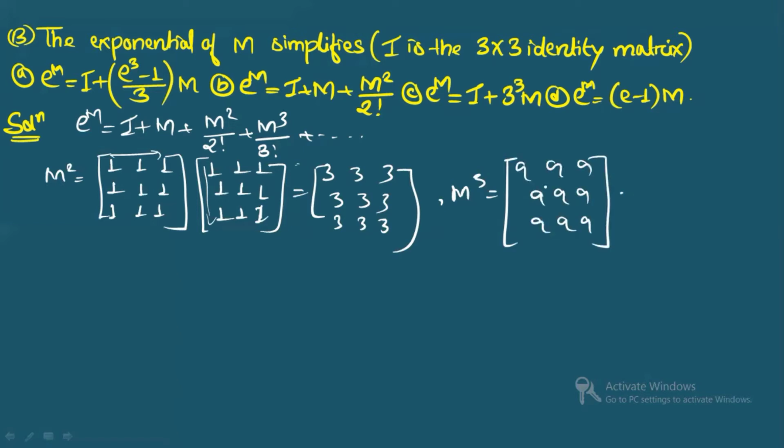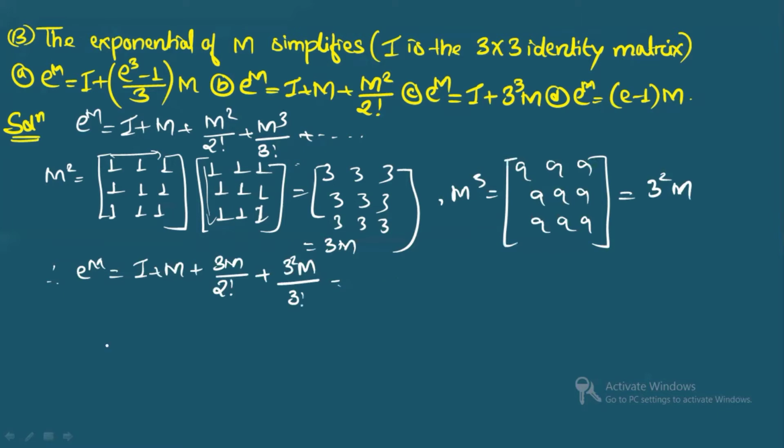And it is equal to what? If you take 3 square, that is 9, common, then you will get the M matrix. So M square, if you see, is 3M, if you take 3 common. M cube is 3 square M. Therefore, you can write e to the power M is equal to I plus M square written as 3M by factorial 2, plus M cube written as 3 square M by factorial 3, plus and so on.